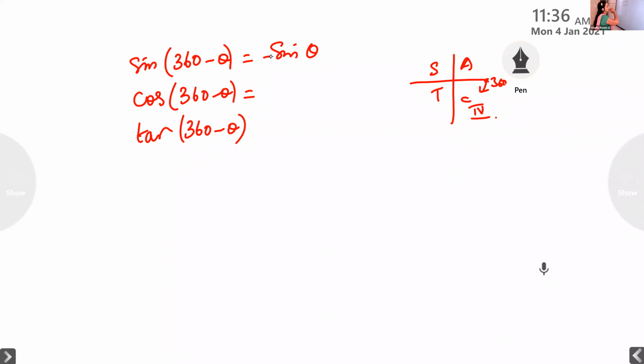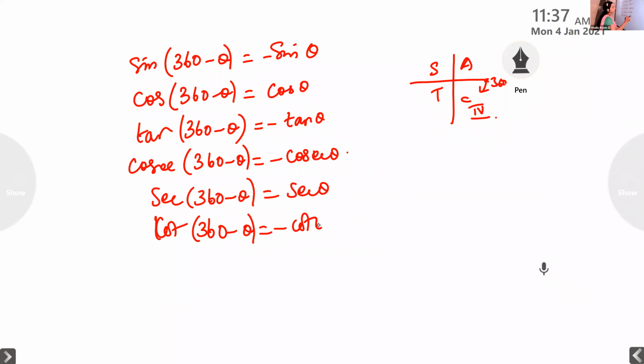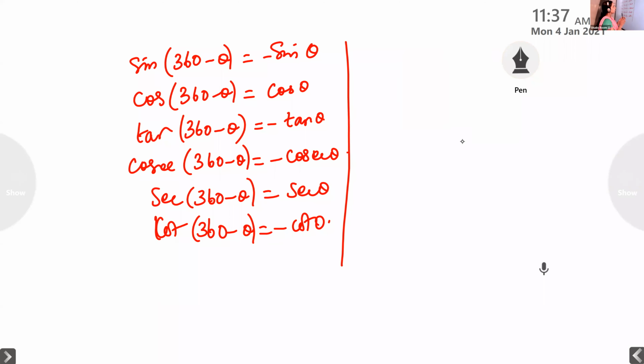What is cos of 360 minus theta? It is cos theta. Tan of 360 minus theta, we learned as minus tan theta. Then the reciprocals: cosec of 360 minus theta is minus cosec theta, sec of 360 minus theta is sec theta, and cot of 360 minus theta is minus cot theta. So now, based on this, we are going to learn just the concept. 360 will always coincide with 0.